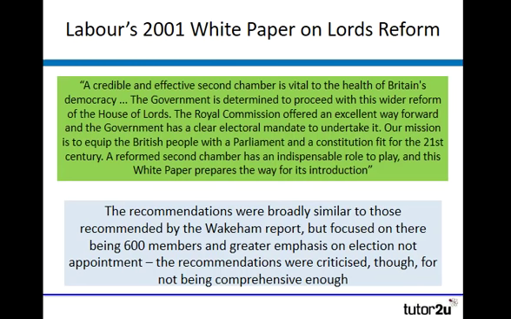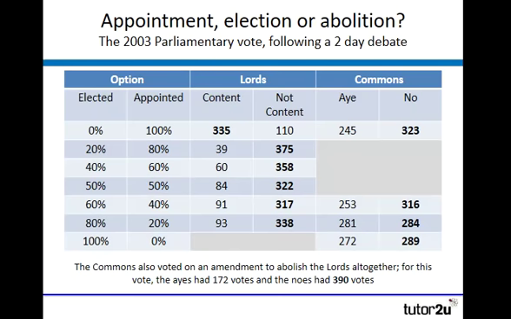There were distinct dissimilarities, though, between the Labour white paper and the Wakeham Report. Different numbers of members, a greater emphasis on election rather than appointment, and other issues in the Wakeham Report just either glossed over or outright refused. So, following that white paper, what happened? Well, the answer is not very much.